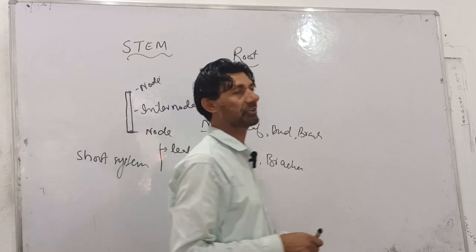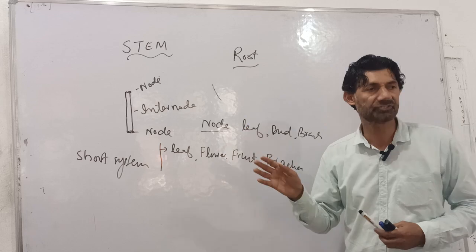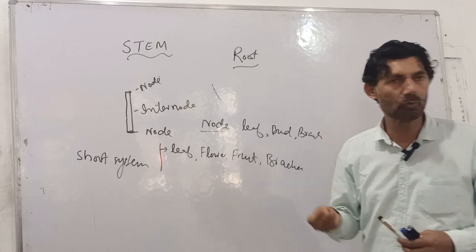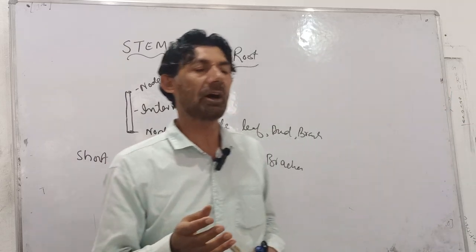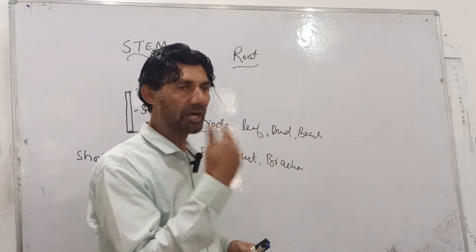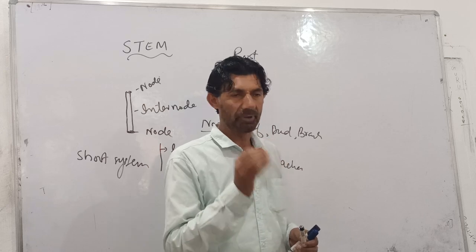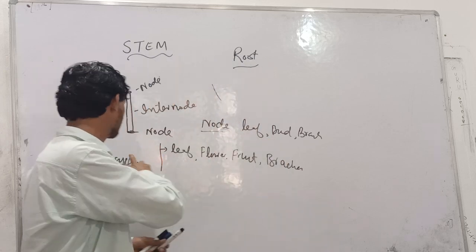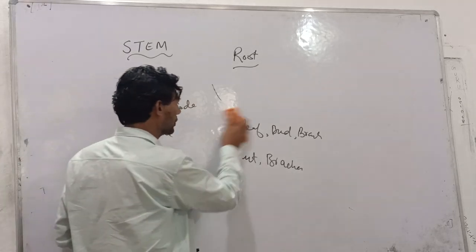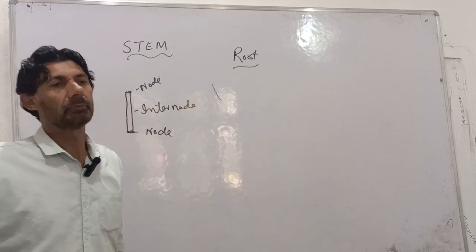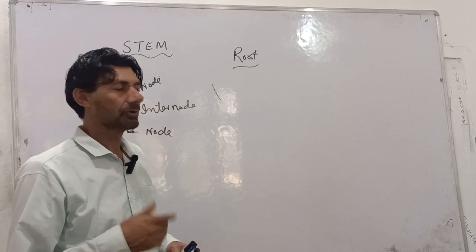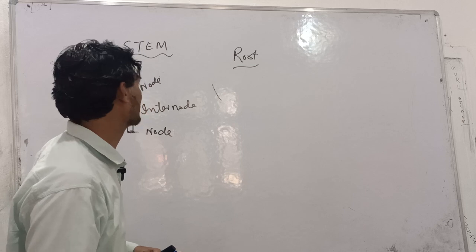In the exams, a question is: write a note on shoot system or root system. The root system has primary root, secondary root and tertiary root. The stem with the remaining parts like leaf, branch, flower and fruit is called the shoot system. Usually the stem bears leaves, flowers, fruits, branches, etc.